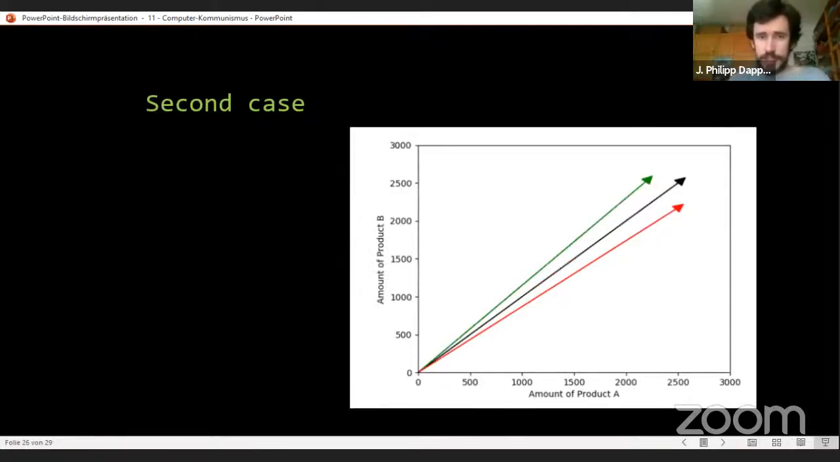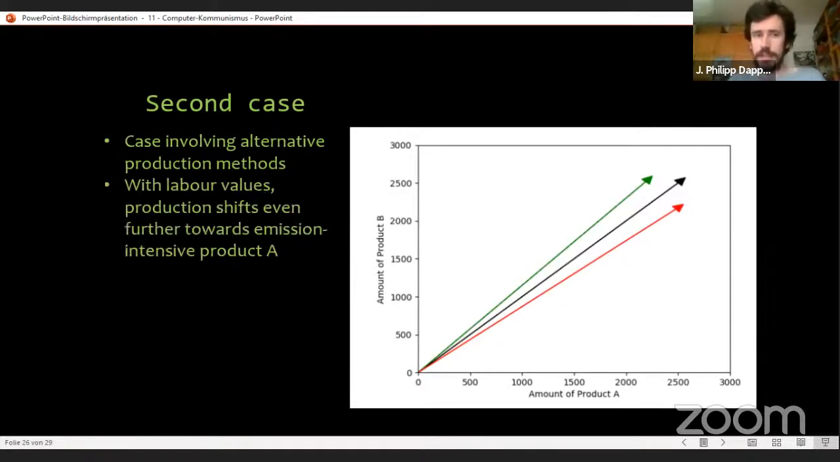I tried out some other cases, and I even had one case, which you can see here, where with labor values, actually the exact opposite happened of what you would want to happen. So actually here, the labor value model started producing relatively more of the environmentally destructive product A, and much less of product B, which is the opposite of what you want to happen, okay? And this happens where you change some parameters, so there are some alternative production methods, but clearly the opposite of what you want to happen happens here. Okay, so what's the relevance of all of this?